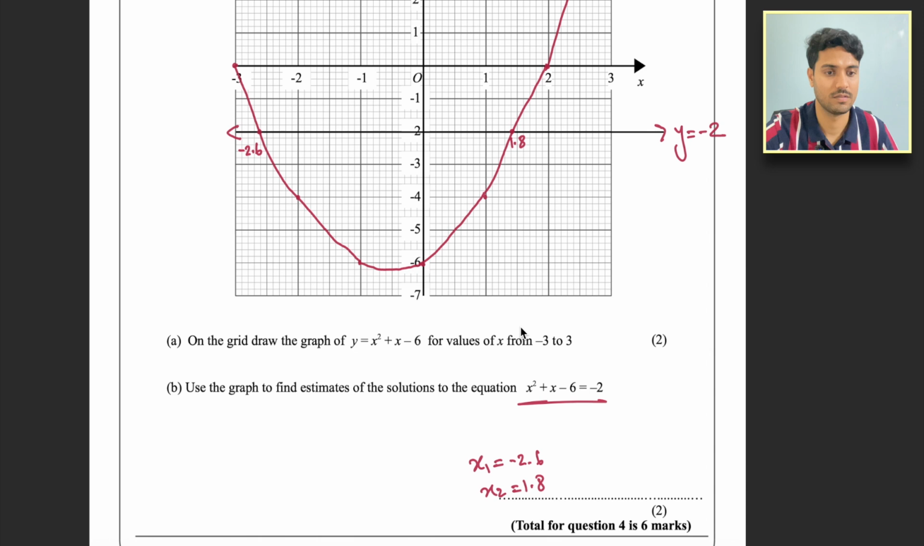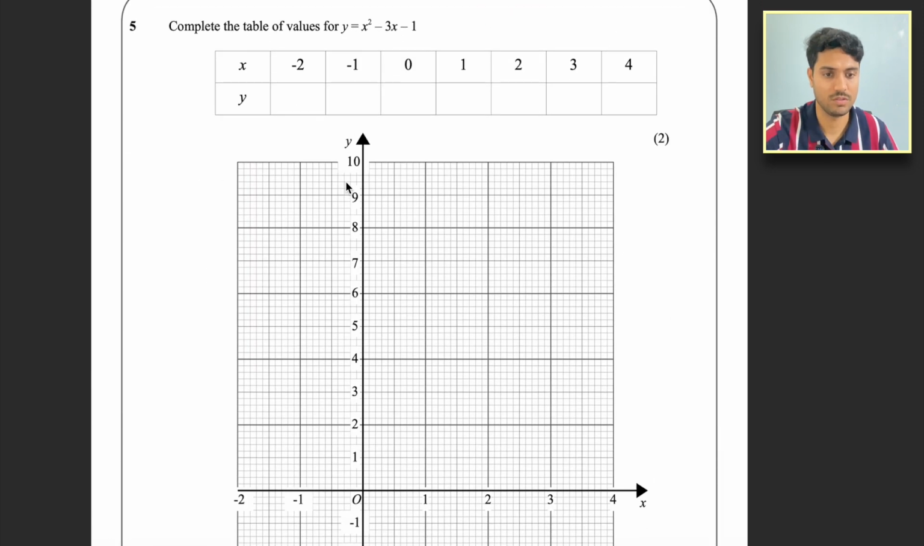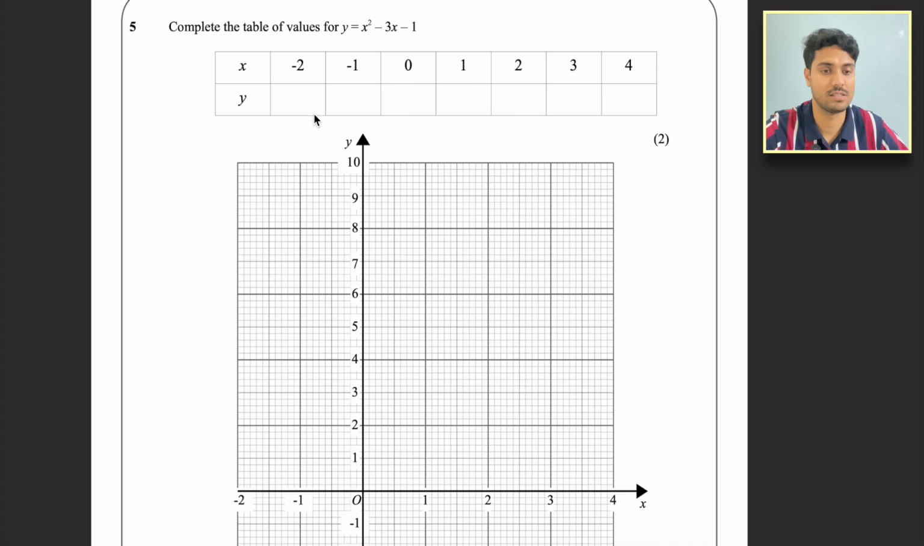That's the answer. Let's move on to question number 5 now. It says a similar question. Complete the table of values y equals x square minus 3x minus 1.